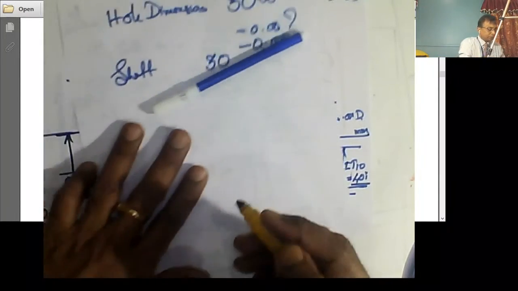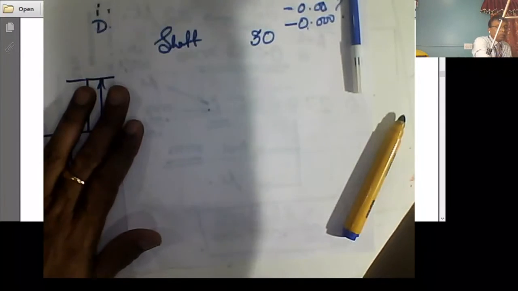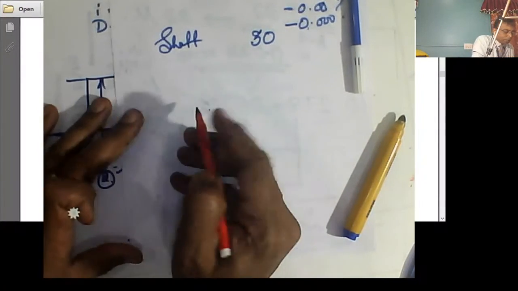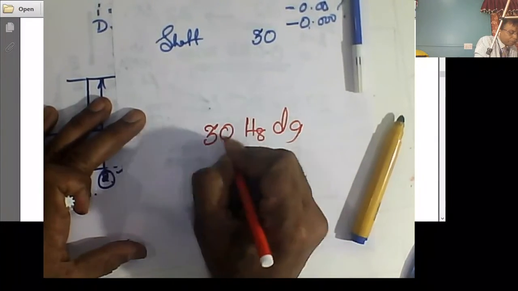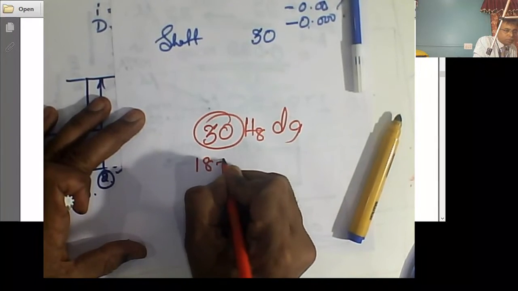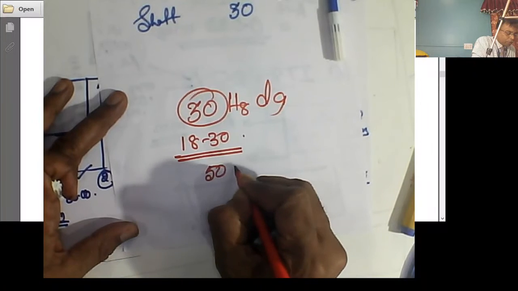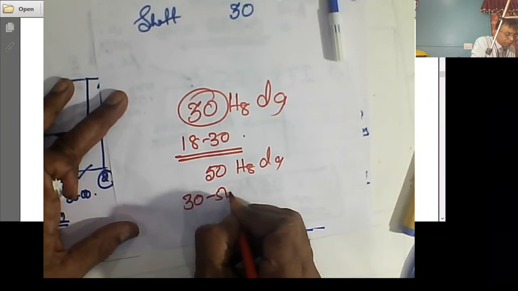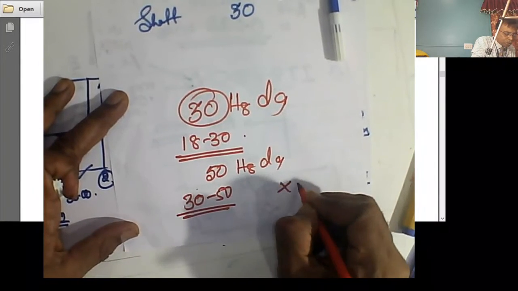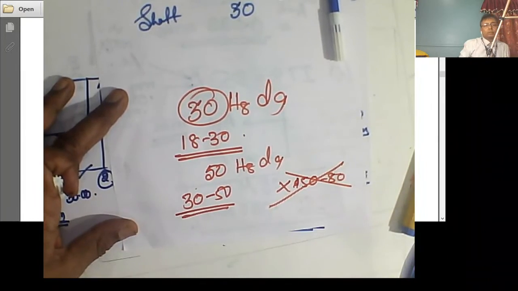Let me clear that. One sec, please. Check this. Okay, this is visible. Let me clear this. If the given size is 30H8D9, this is the 18 to 30 diametral step. If the given size is 50H8D9, you have to consider 30 to 50 and not 50 to 80. You should never consider this.